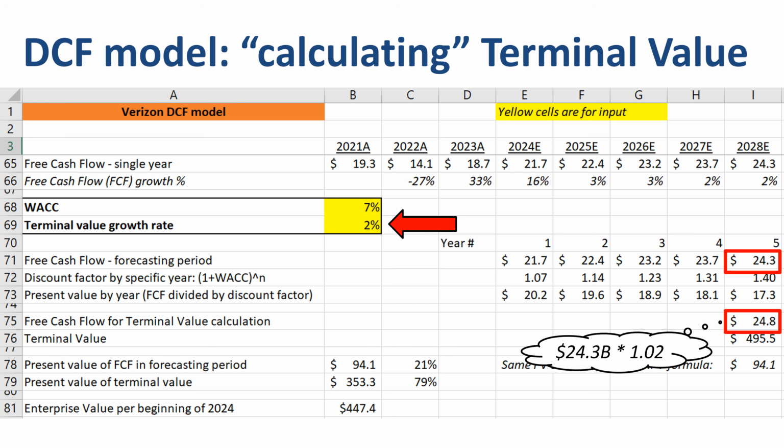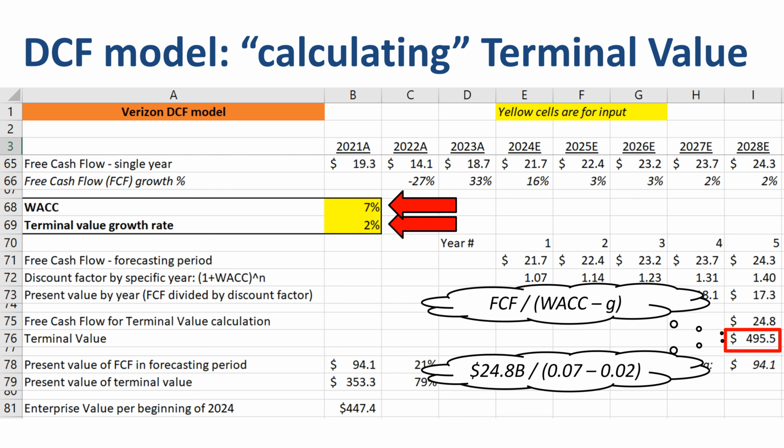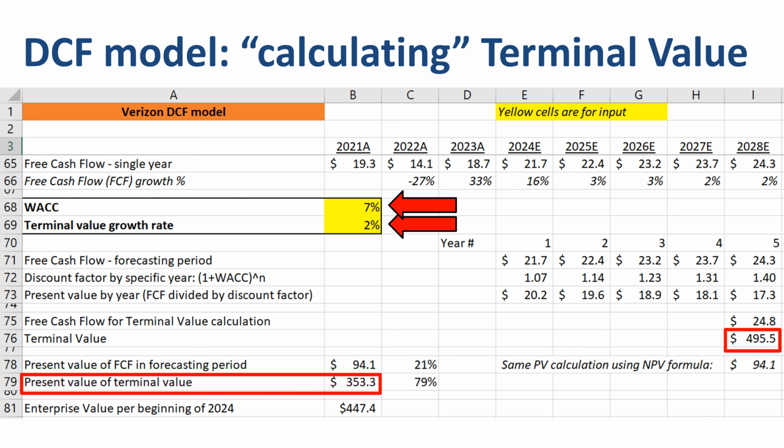To translate that single free cash flow number to the terminal value beyond year 5 all the way to eternity, you divide by the WACC minus the growth rate. In our case, $24.8 billion divided by 0.07 minus 0.02. This works out to be a momentous number of $495 billion. However, that's the estimated terminal value in 2028, 5 years from now. That amount needs to be brought back to today's equivalent as well.